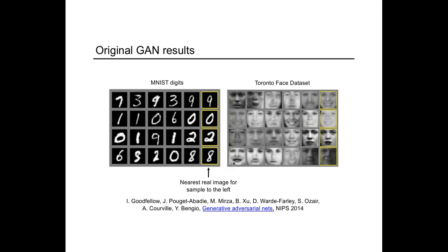Let's look at some results on the original GAN. We have MNIST digits. These are all real inputs, and in the last column you see the nearest real image for the samples to the left. So to the left there is a 0, so a 0 is produced here; 9 and 9 is produced here; from 2, 2 is produced, and 8 is produced. Another example is the Toronto Face dataset, where fake images are produced based on the inputs given to a generator discriminator network.